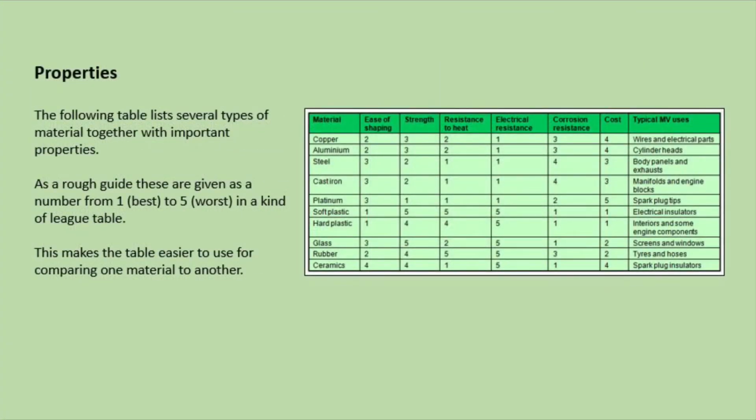Properties. The following table lists several types of materials together with important properties. As a rough guide, these are given as a number from 1, which is best, to 5, which is worst, in a kind of league table. This makes the table easier to use for comparing one material to another. Please ensure you access the PowerPoint underneath this video to make notes and to study this table.